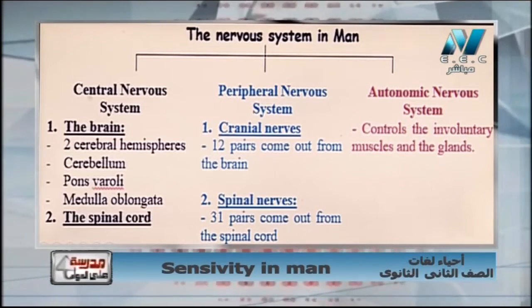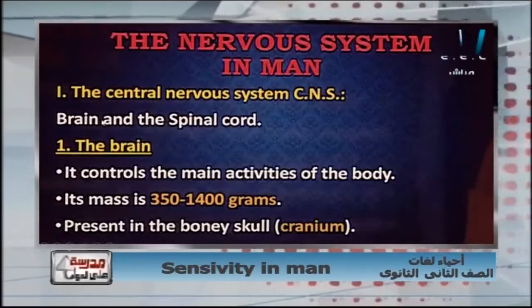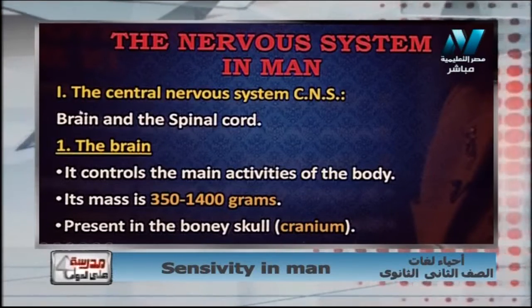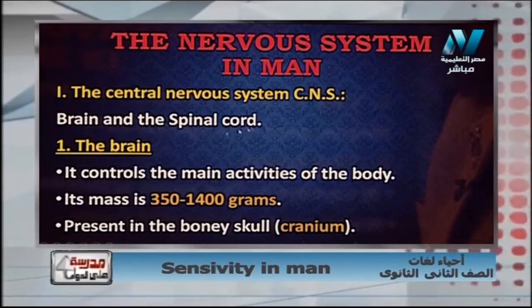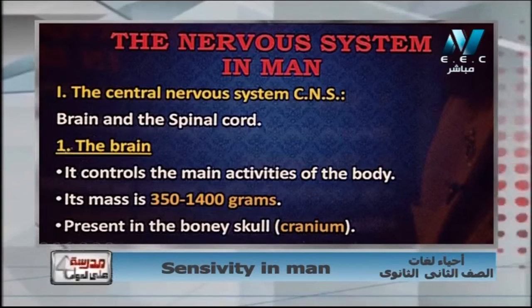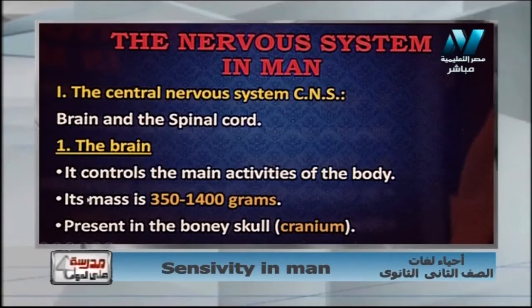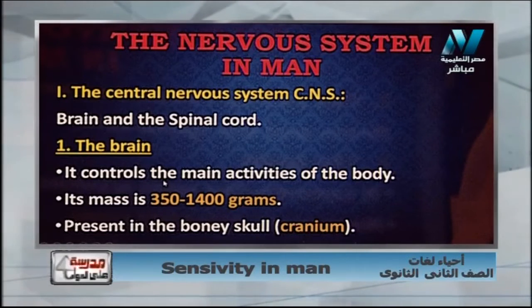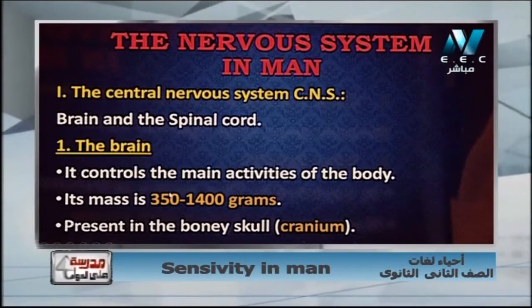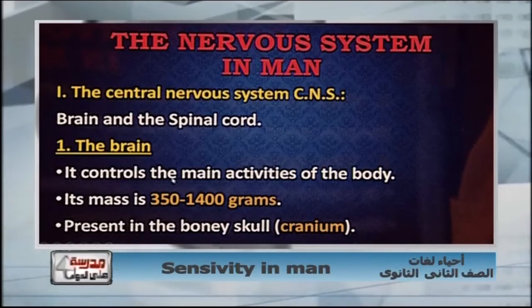Now let's study the central nervous system in detail. The central nervous system includes the brain and spinal cord. The first part is the brain. The brain controls the main activities of the body. Its mass ranges from 350 to 1,400 grams, that is a little bit less than 1.5 kilograms. And of course, the brain controls most of the body activities.